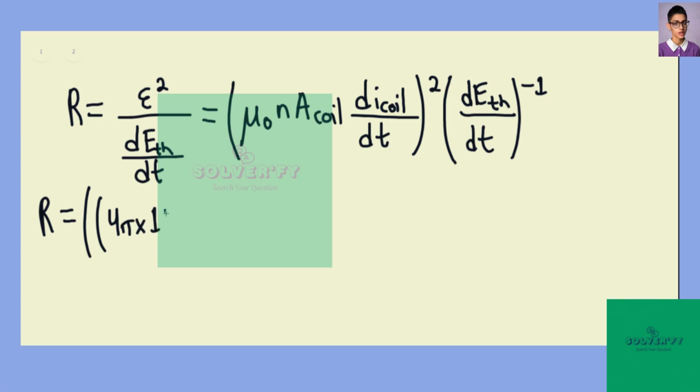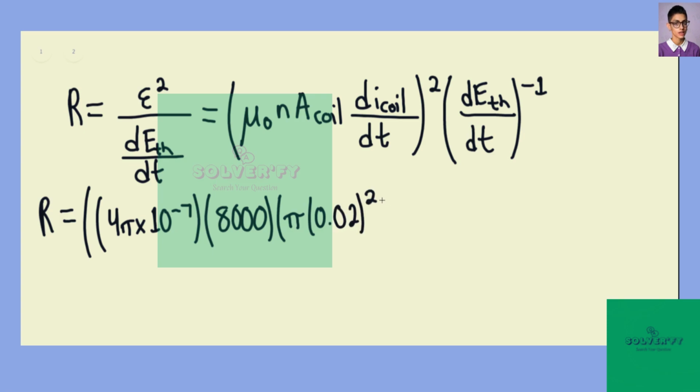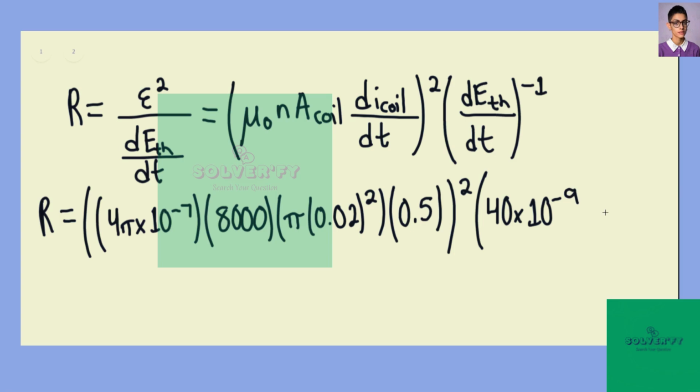So essentially, the resistance would be equal to 4 pi times 10 to the negative 7th multiplied by N. Here, N would be equal to 8,000. So this would be 8,000 multiplied by the area of the coil, pi times 0.02 squared, multiplied by the change in the current of the coil with respect to time, 0.5 amperes per second. Then this entire quantity would be squared, multiplied by 40 times 10 to the negative 9th joules per second to the negative first.